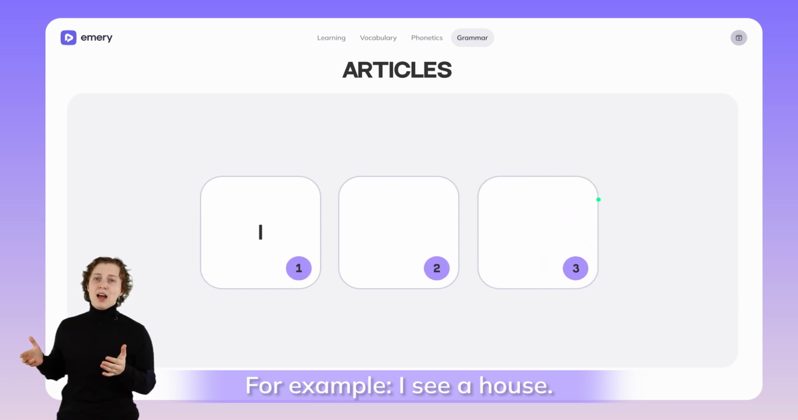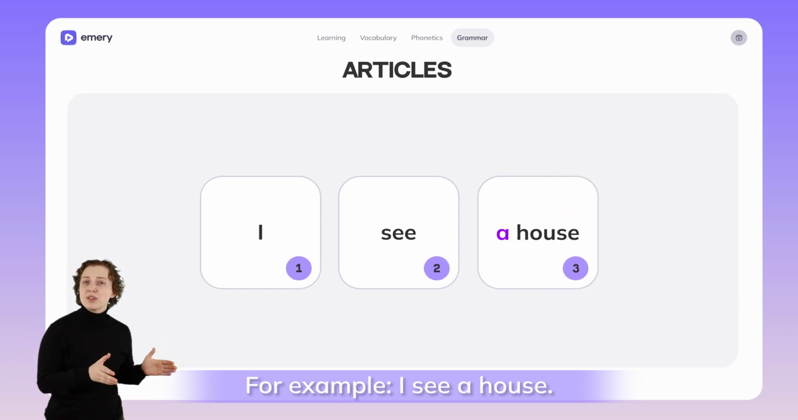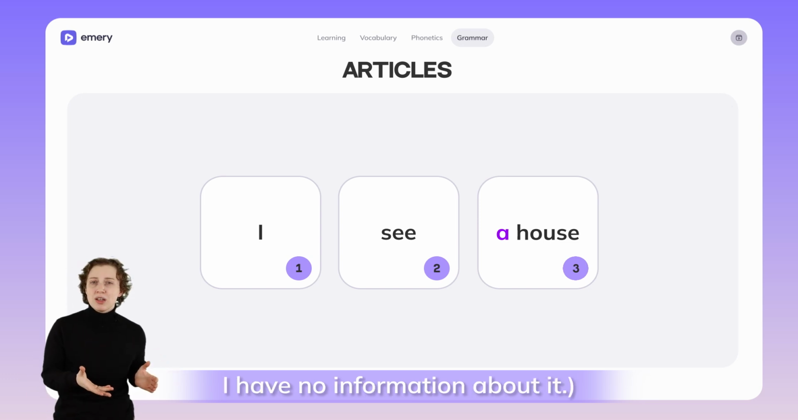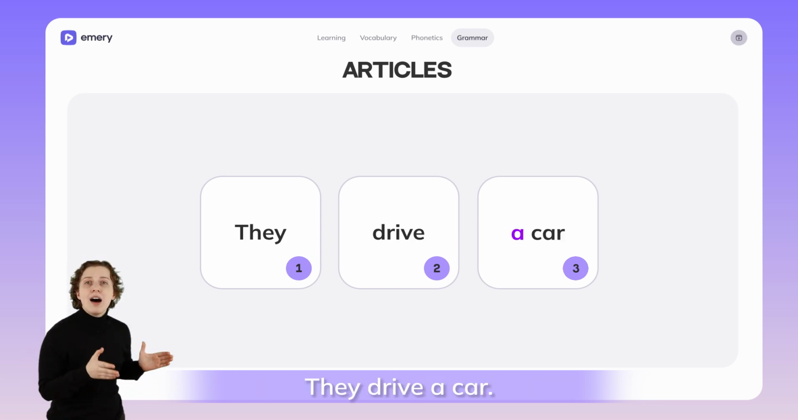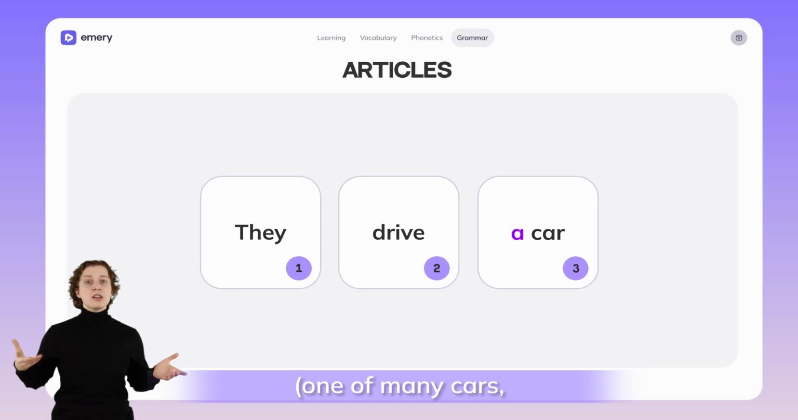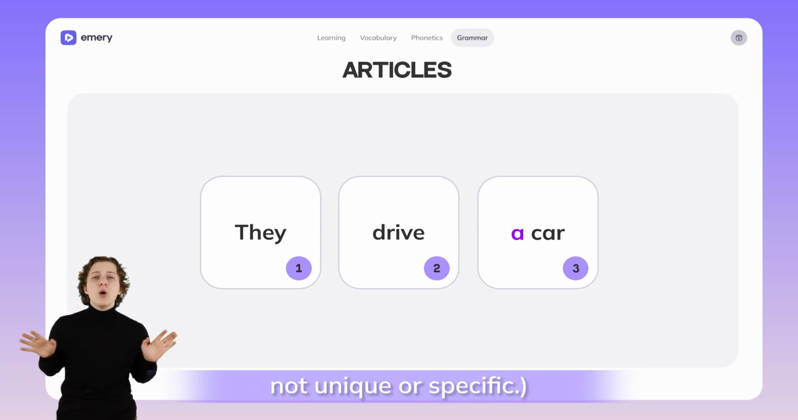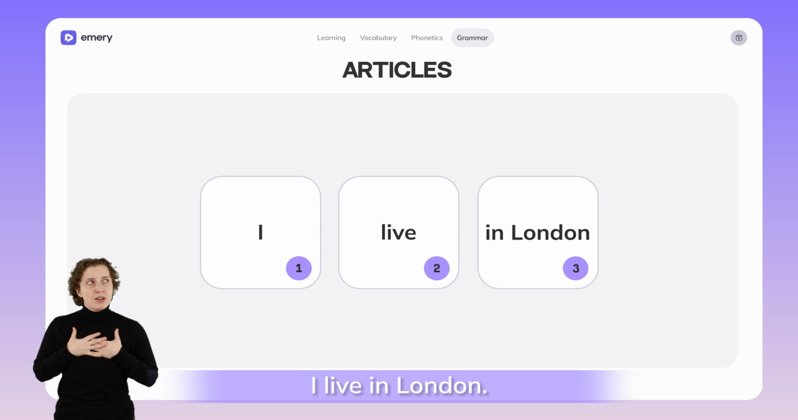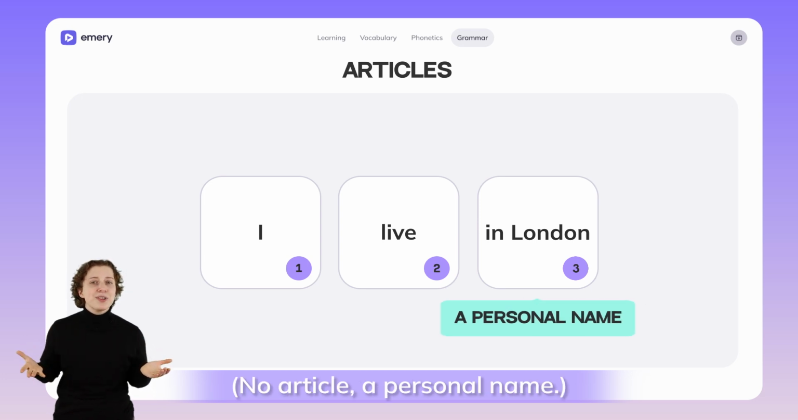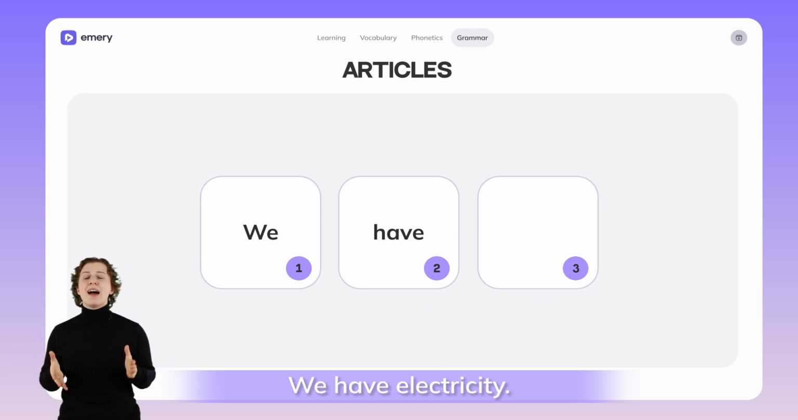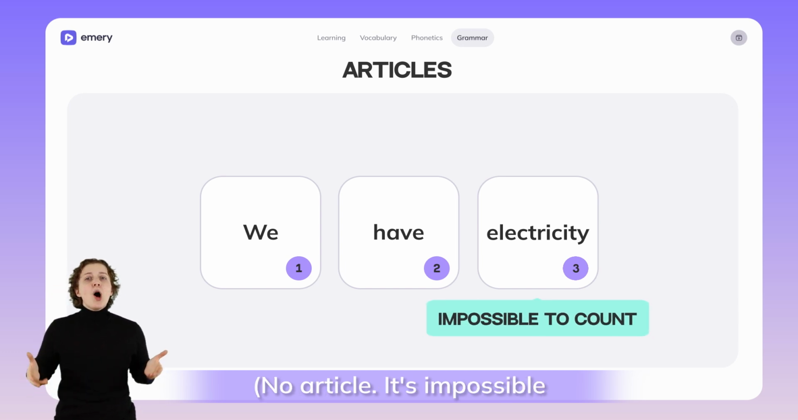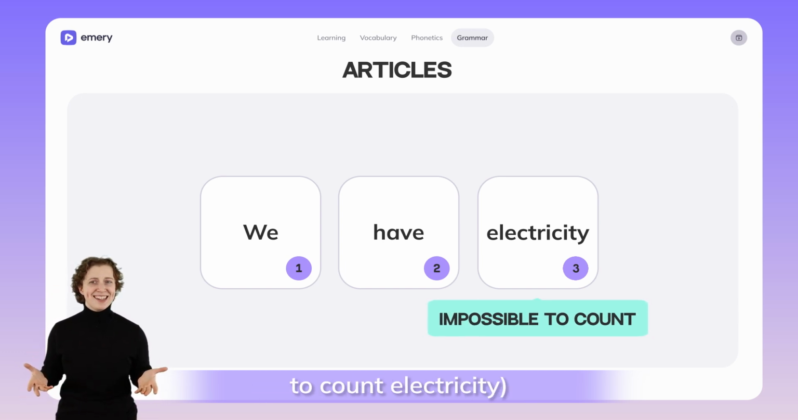For example, I see a house, one of many houses. I have no information about it. They drive a car, one of many cars, not unique or specific. I live in London. No article, a personal name. We have electricity. No article. It's impossible to count electricity.